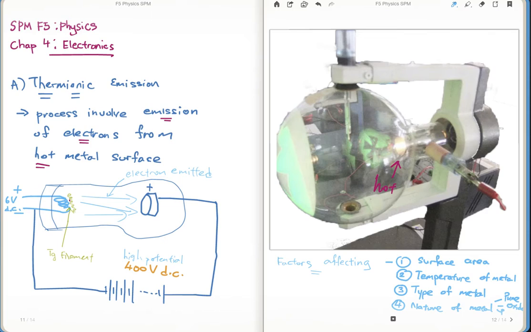Now, how are you going to explain the difference between thermionic emission versus evaporation? Look for a reference in some books. They will talk about evaporation. Evaporation occurs at any temperature. Vaporization, any temperature.